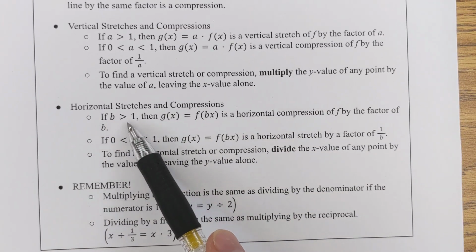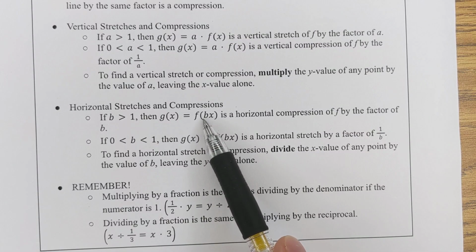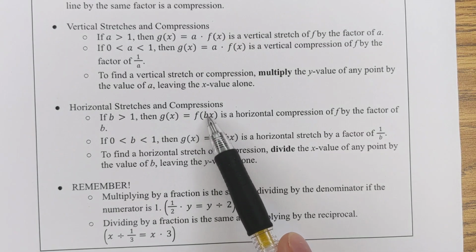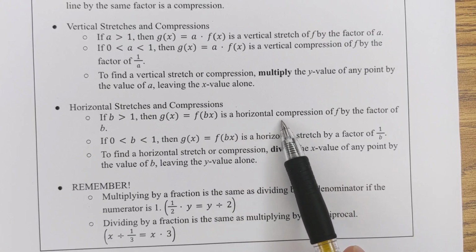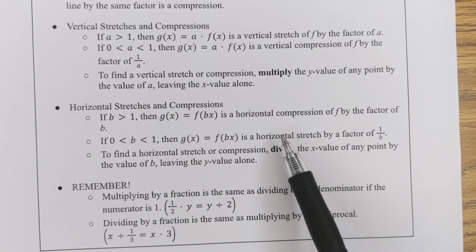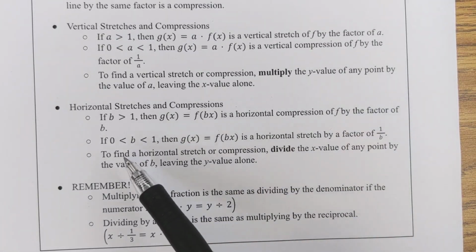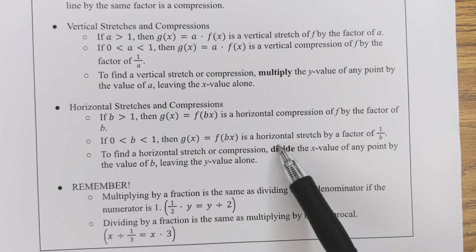Horizontal stretches and compressions are usually denoted by B. It'll be inside, like all the other horizontal stuff is, inside the grouping symbols. It's a horizontal compression by a factor of B. If it's between 0 and 1, it's a stretch. I'm not particularly concerned about knowing the difference between whether it's a stretch or a compression. But to find a horizontal stretch or compression, we're going to divide the x value.